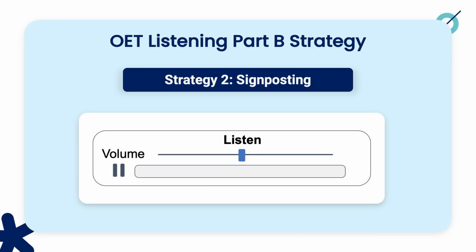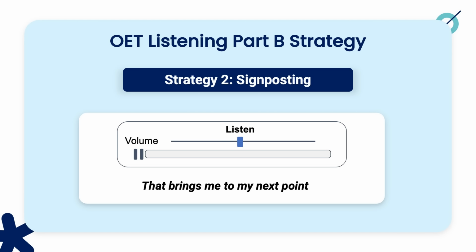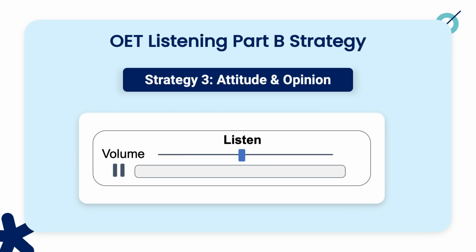Strategy 2 is signposting. The speakers will help you. Listen for signposting language. If you hear things like, "That brings me to my next point," the speaker is moving on to the next question. If you hear "however" or "but," pay attention, as the speaker is often about to contradict a previous point or give their real opinion. Strategy 3 is attitude and opinion.